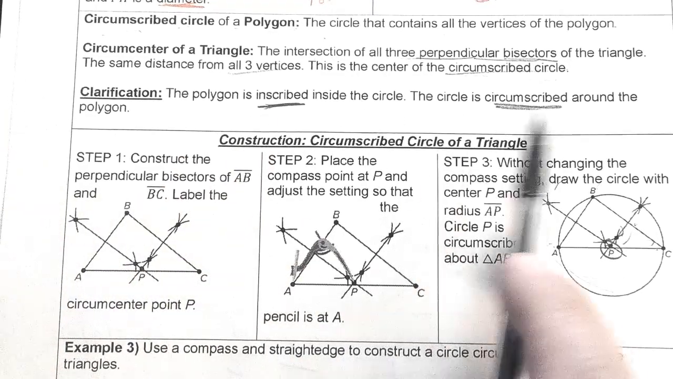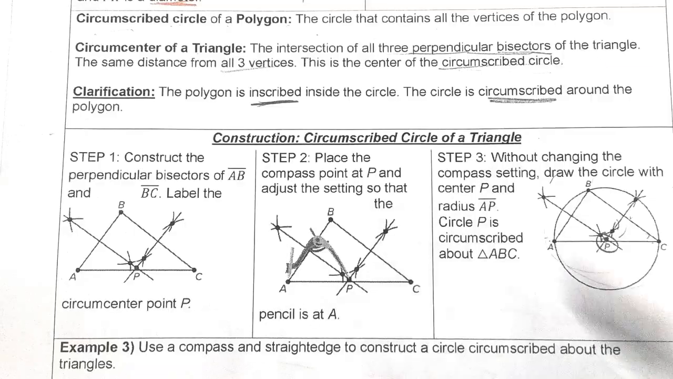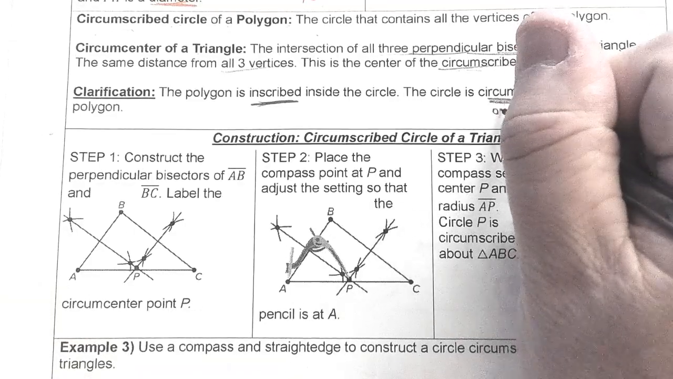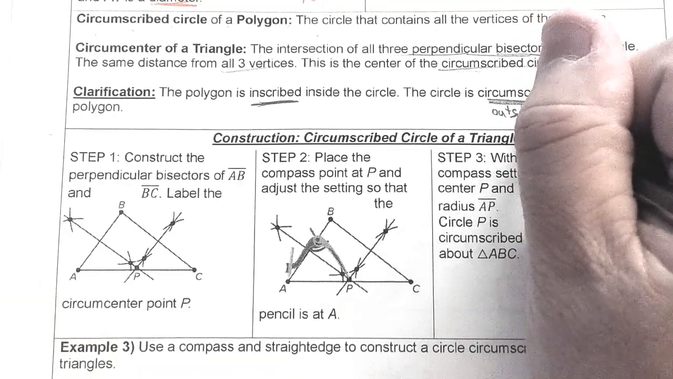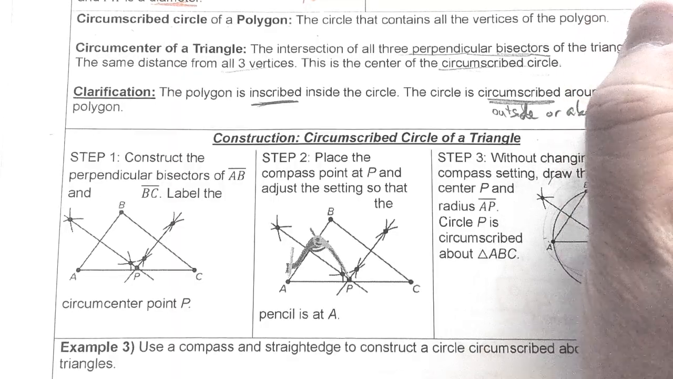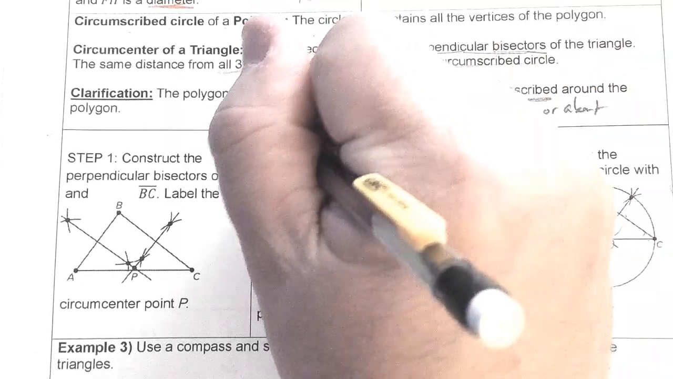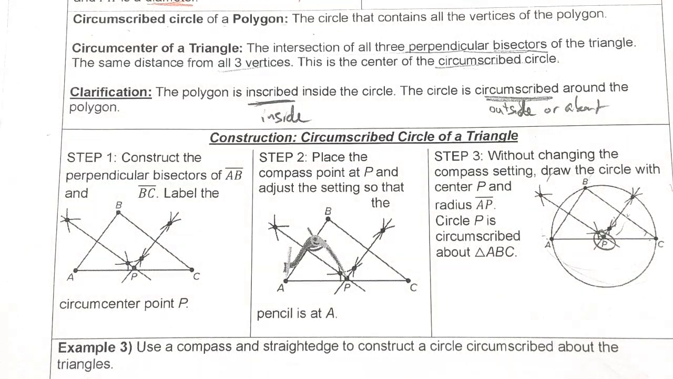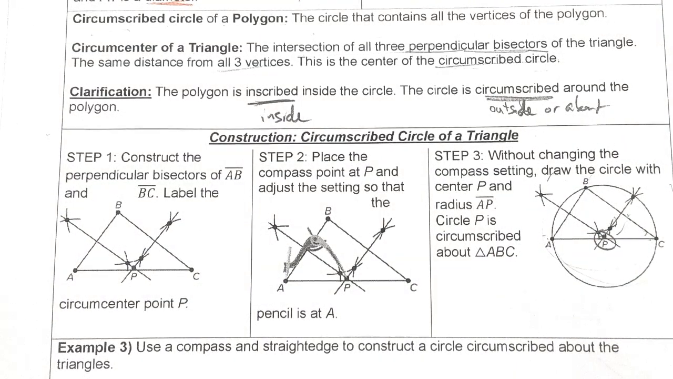So clarification, the polygon is inscribed inside the circle. The circle is circumscribed about the polygon. So circumscribed, that's outside or about. And this is inscribed, so this is inside. Hopefully that's a good way to remember it.